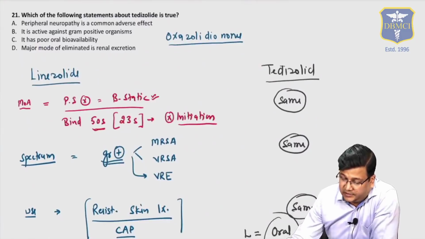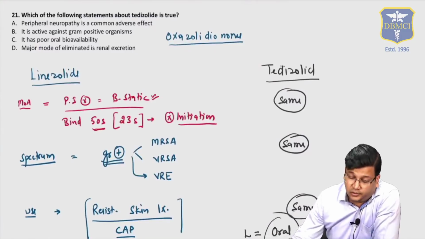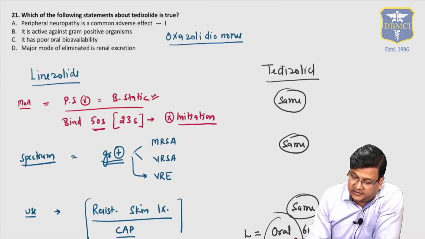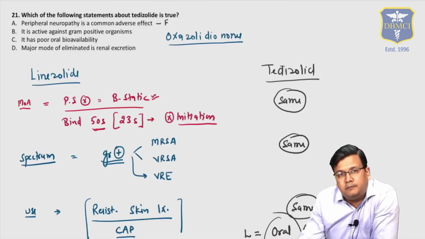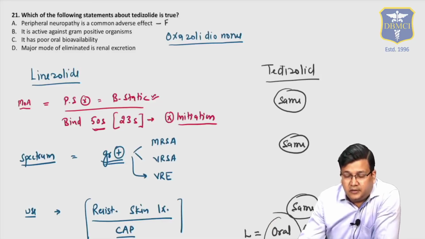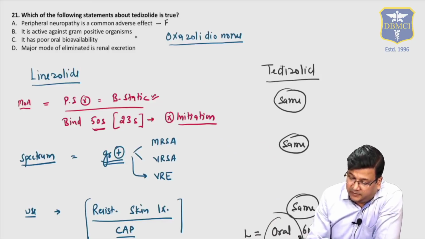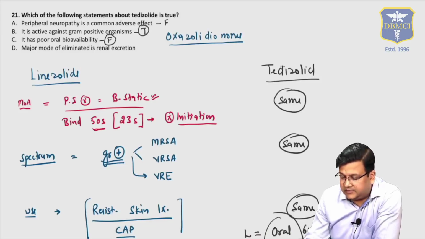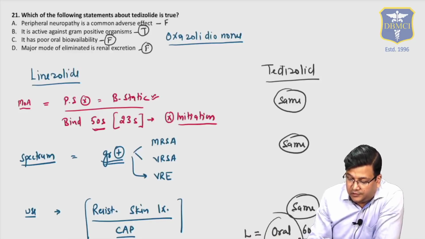Which of the following is true about tedizolid? Peripheral neuropathy is a common problem. This is false. It is a relatively uncommon problem, especially with tedizolid. Active against gram positive, this is true. Poor oral bioavailability, this is false. These are orally given drugs. And major mode of elimination is renal, this is also false.